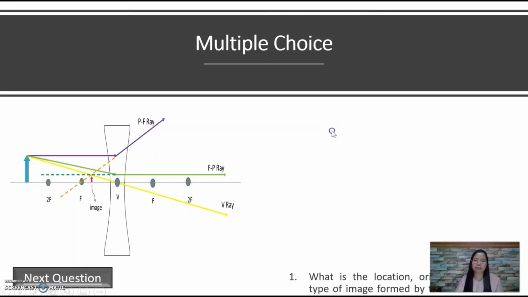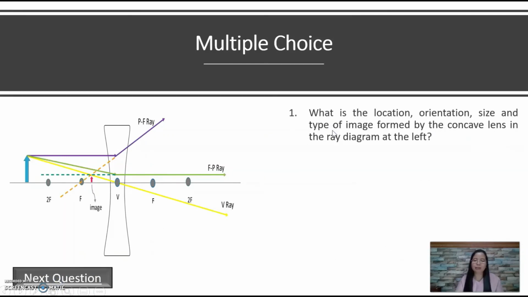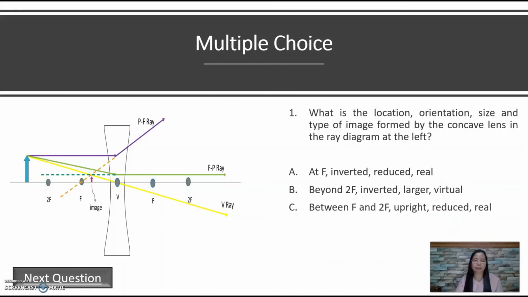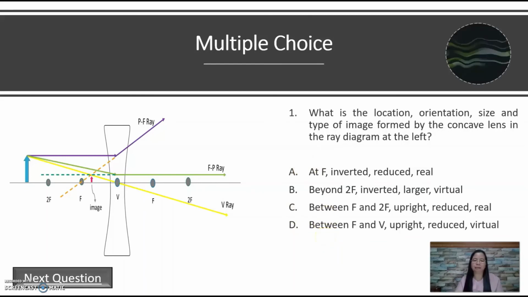So first question, what is the location, orientation, size, and type of image formed by the concave lens in the ray diagram at the left? A. At F, inverted, reduced, real. B. Beyond 2F, inverted, larger, virtual. C. Between F and 2F, upright, reduced, real. Or D. Between F and V, upright, reduced, virtual. So which do you think is the correct answer? Okay, 5 seconds starts now.